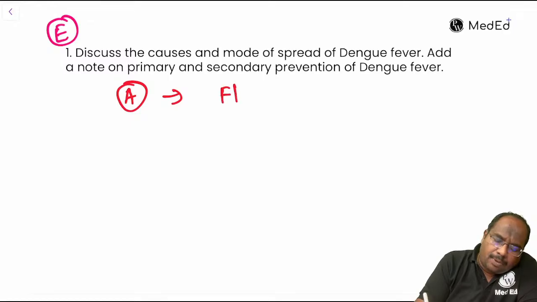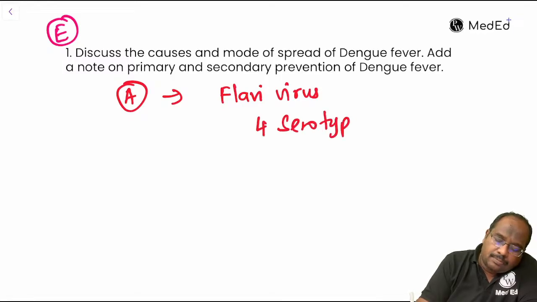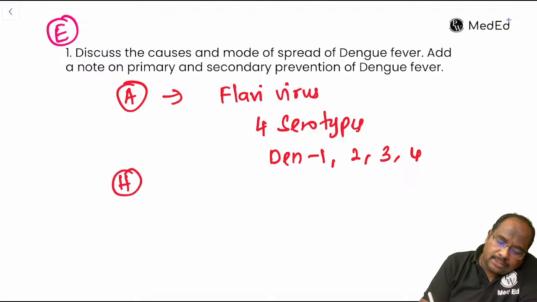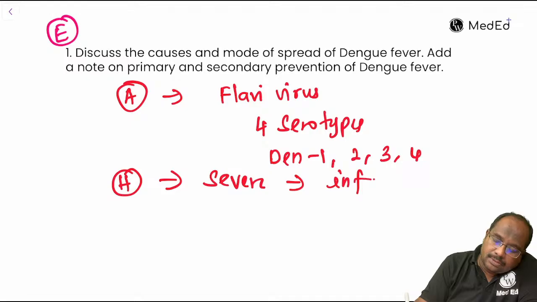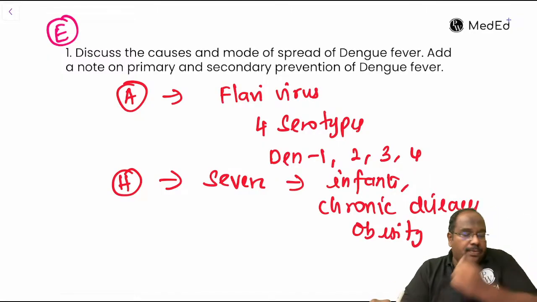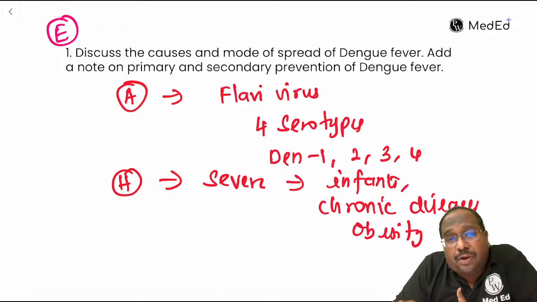The agent is a type of flavivirus. It has 4 serotypes: dengue 1, 2, 3 and 4. Host factors: age, and it is severe in infants. Chronic diseases mean it will be severe. Obesity means it will be severe, guys.